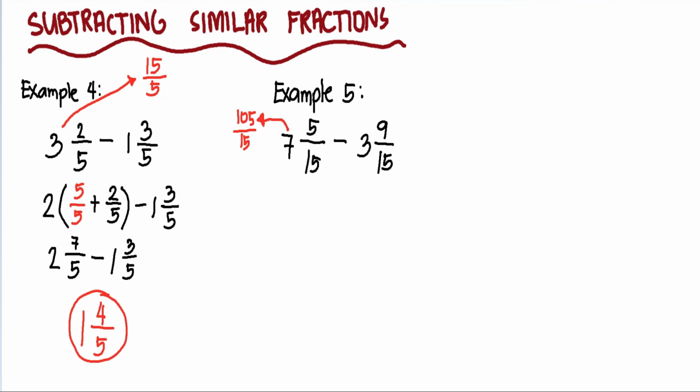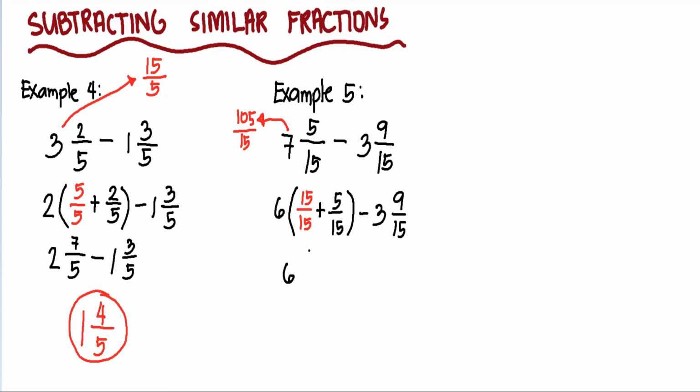So, we will just borrow 1 whole from 7, that is 15 over 15, that is why it becomes 6, and we will add the 15 over 15 to the 5 over 15, and subtract 3 and 9 over 15. So I hope it is clear where we get the 15 over 15.